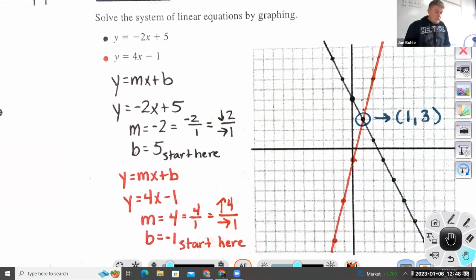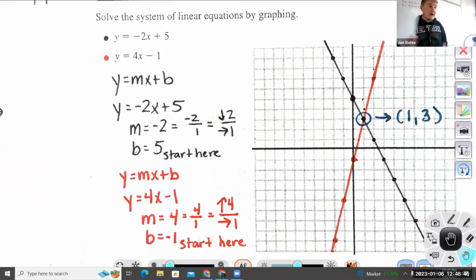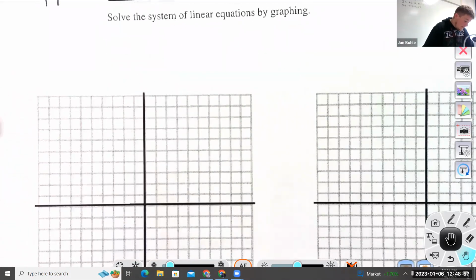Okay, so now at this point, what we're going to do is everybody should have some graph paper. I'm going to do number 5 in the monitoring progress with you together because those ones are not in y equals mx plus b form. So I'm going to do number 5 in the monitoring progress at the bottom of that page.